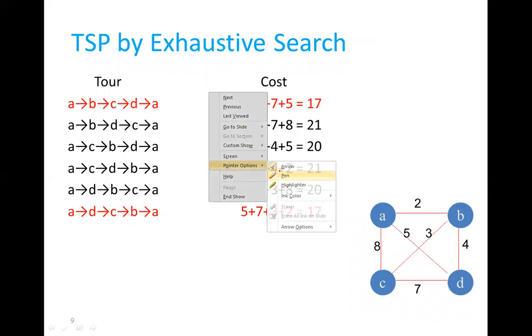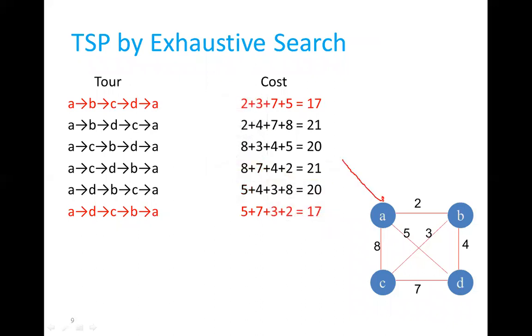If we take the first possible solution, the first choice, we can go from A to B to C to D. After that, we can return back to A. So what is the cost of this path? If we make a summation for the cost of this path, 2 plus 3 plus 7 plus 5, it will be 17. So the cost of this path will be 17.